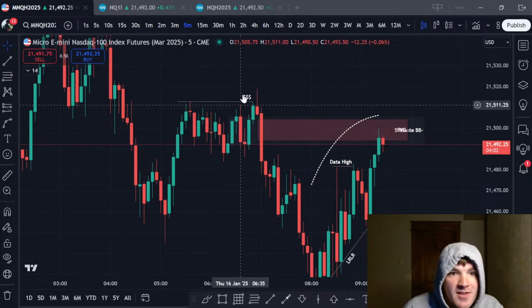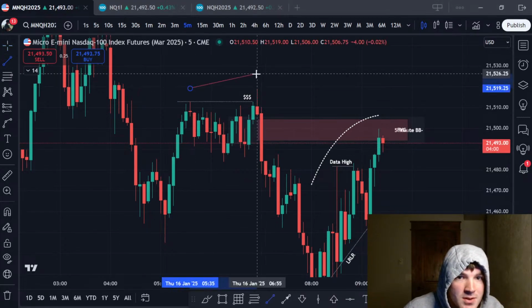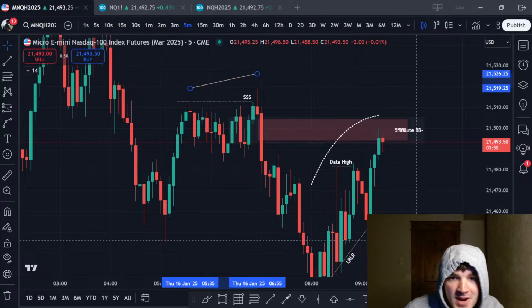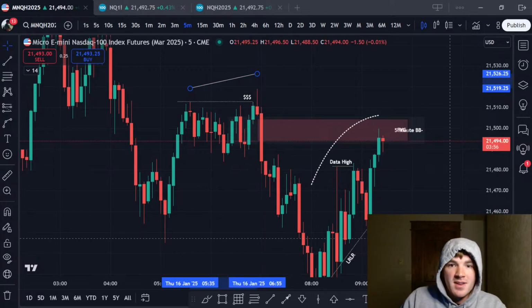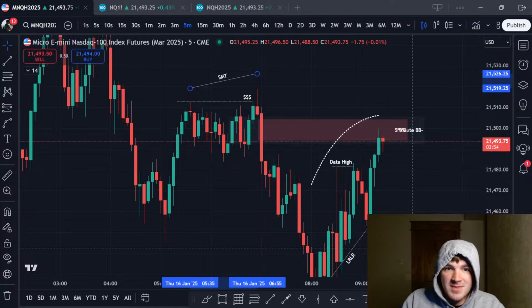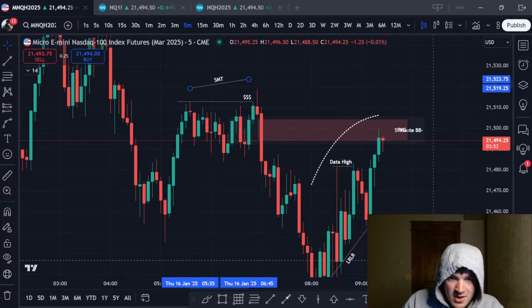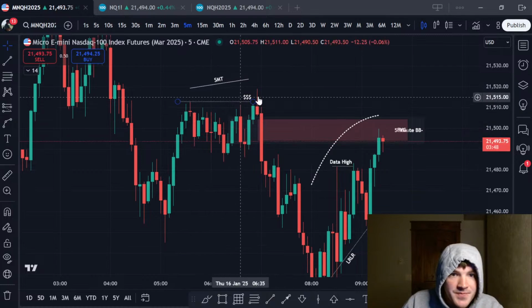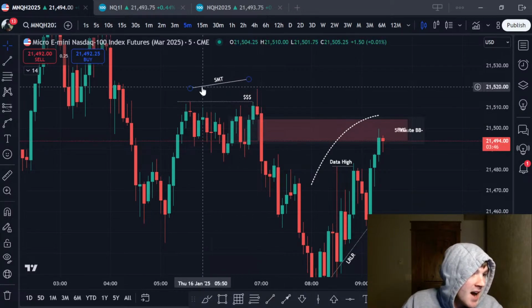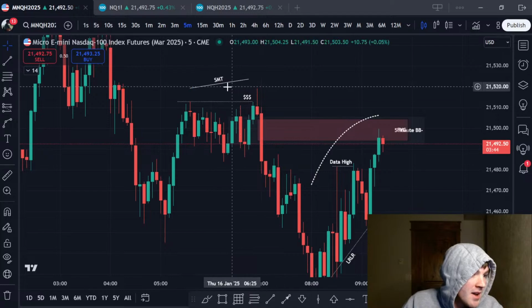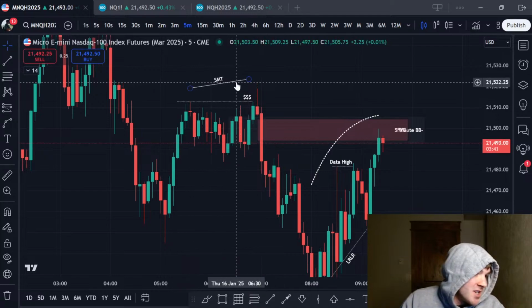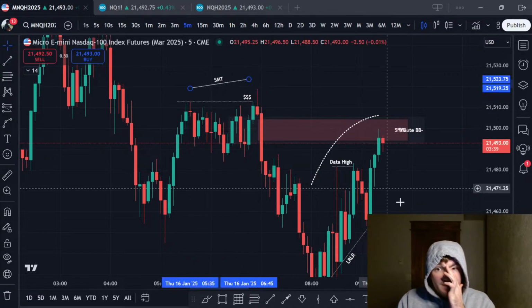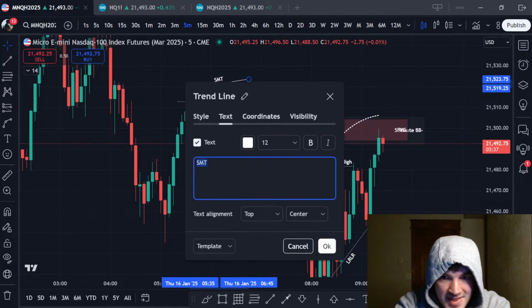Oh my gosh, and we have SMT here too. This is just a regular SMT. Okay, dude, there's a lot of SMTs. There's a lot. So high, higher high, and then high, and then a lower high. Oh my gosh, and it's sequential SMT too. Boom, dude. That's a nice confluence.